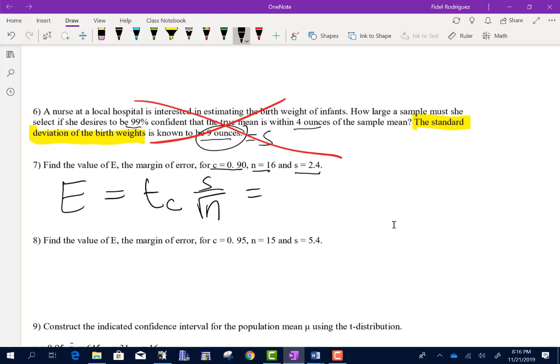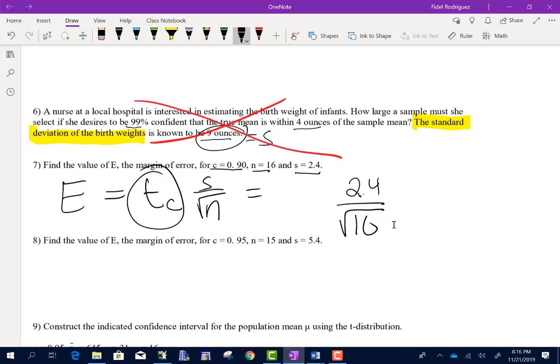Okay, so there's a couple things we need to find. Number 1, we already know that our S is 2.4, so I'm going to put 2.4 right here. We already know that our N is 16, so that's going to go right here. The first thing we need to find is that critical value for TC, right?